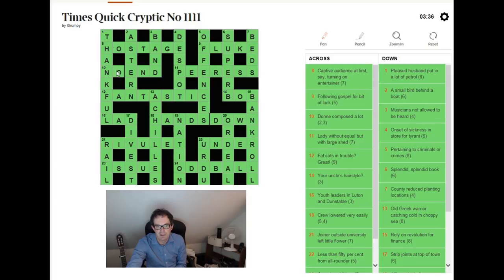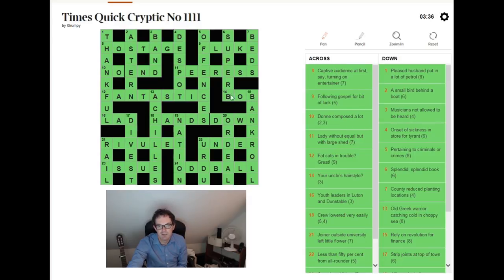Now the best solve, I think, that I did here was one down, which I got relatively quickly. Pleased husband put in a lot of petrol. I'm very familiar with the fact that H can be an abbreviation for husband. So I was looking to put H into, and my initial thought was a gallon, because a gallon would be seven letters, and I could put an H in, and maybe I could come up with another word that meant pleased. Now, of course, that doesn't work, so I had to think harder. And it didn't take too long to come up with tankful for a lot of petrol. Put H in tankful, you get thankful, which of course means pleased.